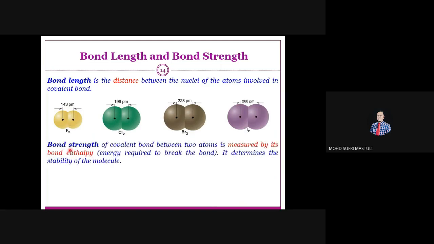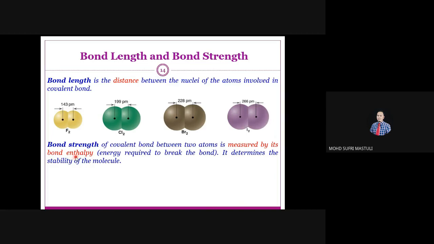Okay, next is the strength. What is the bond strength? The bond strength of a covalent bond between two atoms is measured in terms of bond enthalpy. Bond enthalpy is delta H.